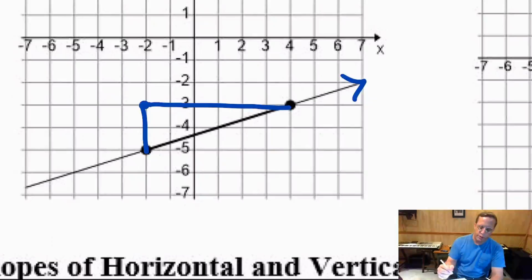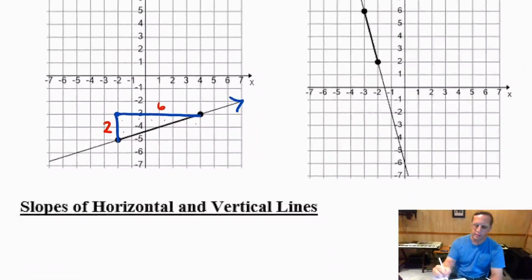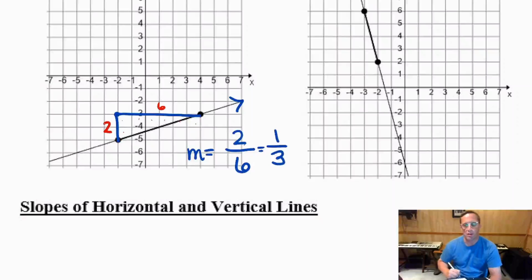So if we're going to do this, now I'm going to look at this. I see right here that's a change of 2. I'm just counting 2 boxes there, 2 units. And this one's a change of 1, 2, 3, 4, 5, 6. So what we have there is the vertical change is 2. I'm going to put M for slope. And the horizontal change is 6. And then always simplify. So that reduces to 1/3 or 1 to 3.